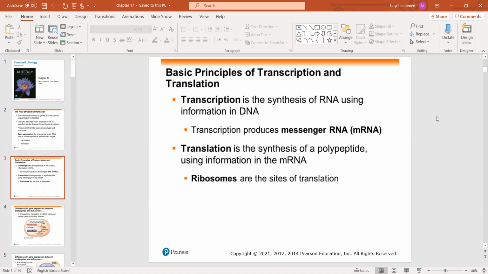Translation is the synthesis of a polypeptide using the information in the mRNA. During this stage, there is a change in language. The cell must translate the nucleotide sequence of an mRNA molecule into the amino acid sequence of a polypeptide. The sites of translation are ribosomes, molecular complexes that facilitate the orderly linkage of amino acids into polypeptide chains.